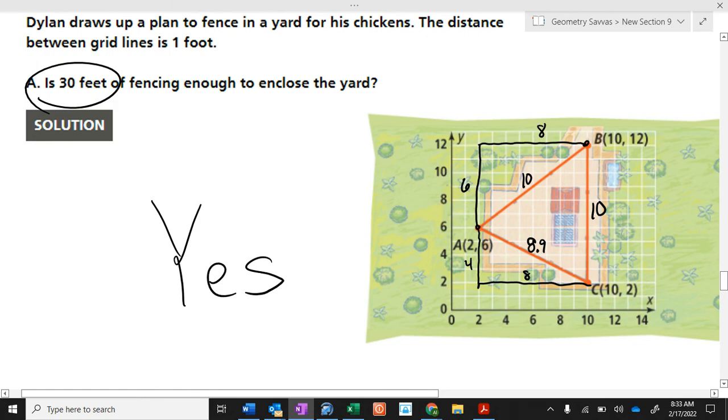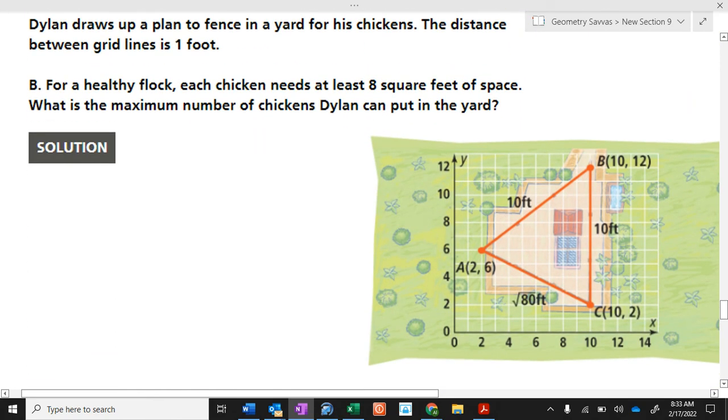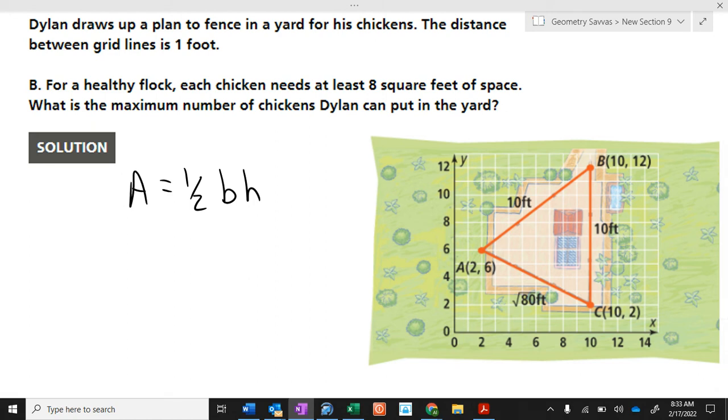Now, he's still on his chicken farm, and he has to figure out how many chickens he can actually have, because each chicken takes 8 square feet of space to be healthy. How many chickens can he have? Well, the area of a triangle is 1/2 the base times the height. Now, the easiest side to be the base is this side. And the height is the perpendicular distance from the vertex to that side. Well, that's this line right here.